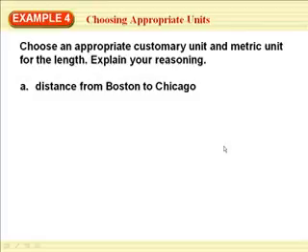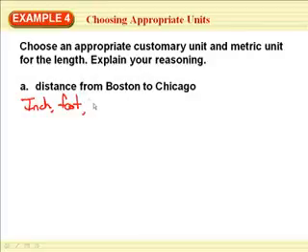Okay, example 4, choosing appropriate units. We want to choose the appropriate customary unit and metric unit for the length and explain our reasoning. So the distance from Boston to Chicago. If I ask how far it is from Boston to Chicago, you have all those measurements: inch, foot, yard. Why did my brain just go blank? Inch, feet, and yards.